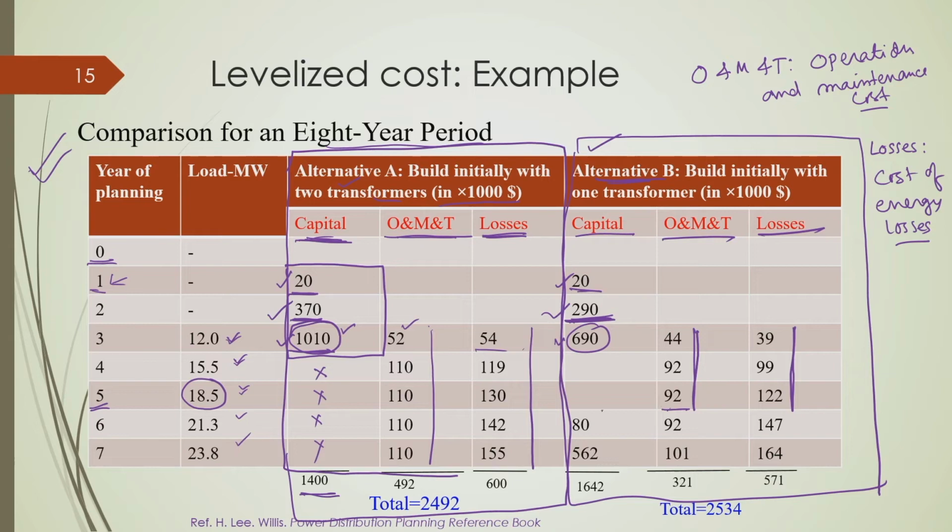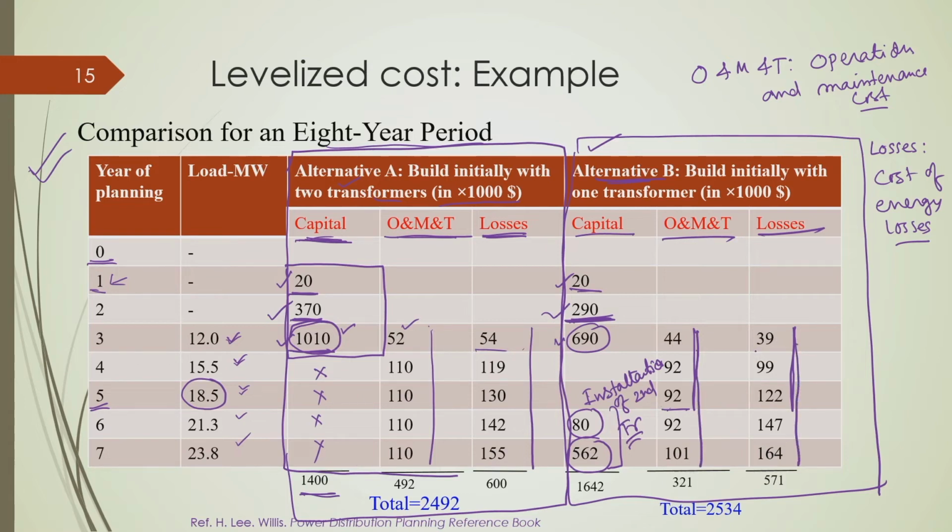So, that is why in the sixth year it decides to install another transformer, which requires another capital investment cost of $80,000, and in the seventh year $560,000. So, this accounts for installation of the second transformer. Accordingly, the operation and maintenance cost and cost of energy losses will vary.